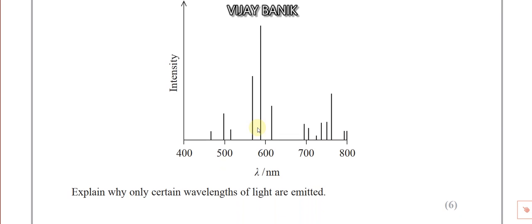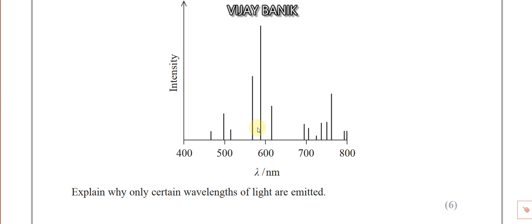Now, this is a very commonly asked question. Explain why only certain wavelengths of light are emitted. It's always like this, and the answer is always the same. So I'm not even going to say the answer to you guys, I'm just going to show you the mark scheme. All you have to do is learn the mark scheme by heart. That's it, and understand also. Of course, you have to understand.